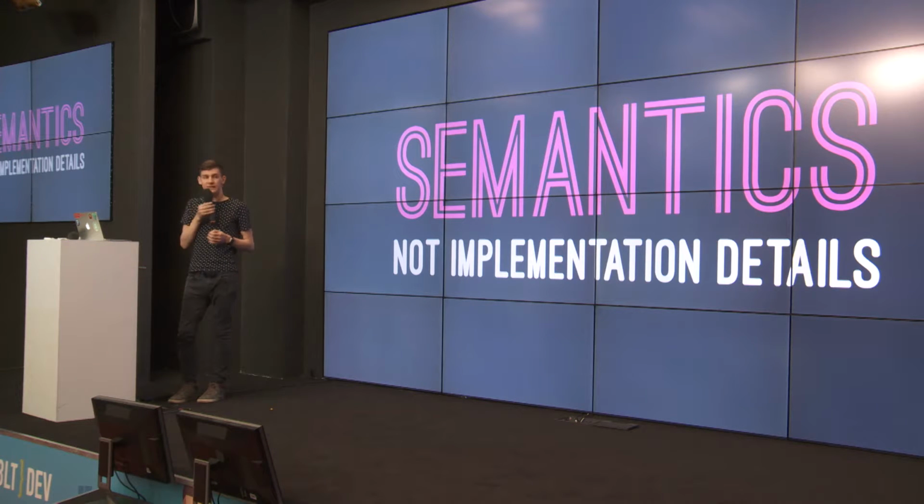Now, these are the semantics behind our domain. So the semantics behind the polls domain, and they're not implementation details. Our API should expose these semantics to our application. Our application may or may not understand them.